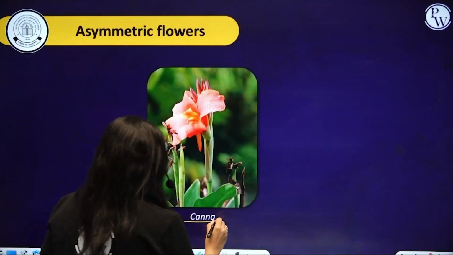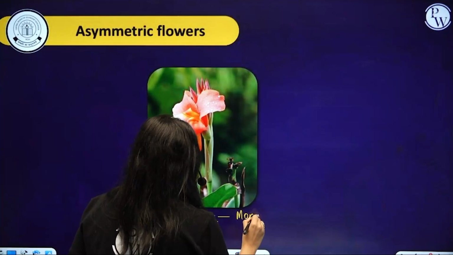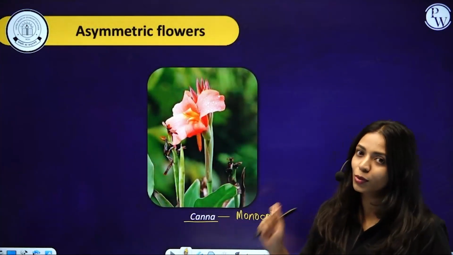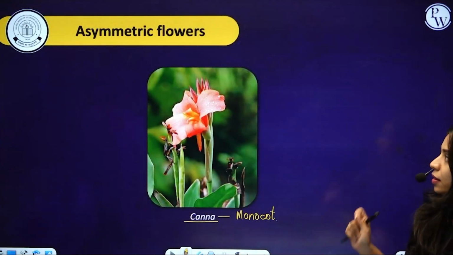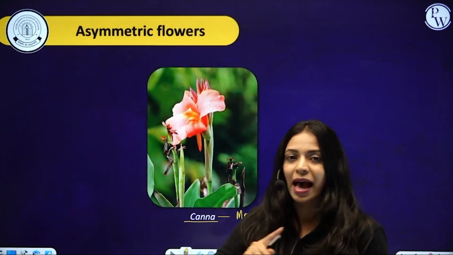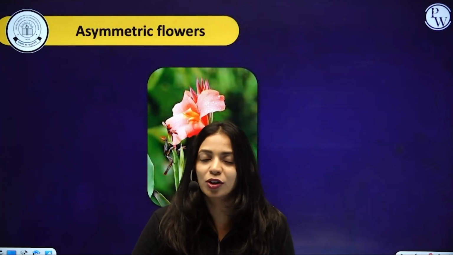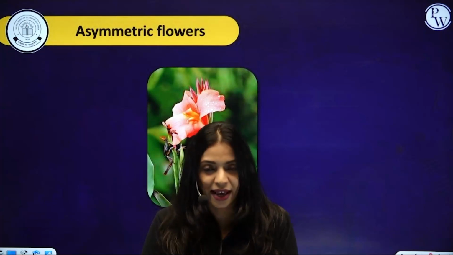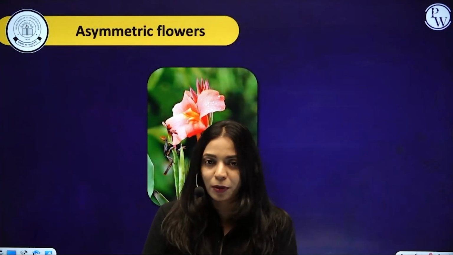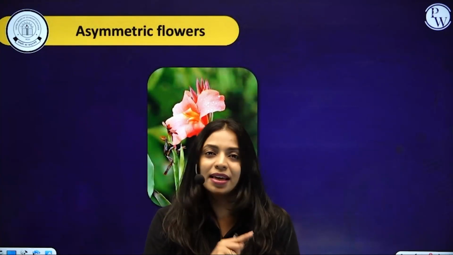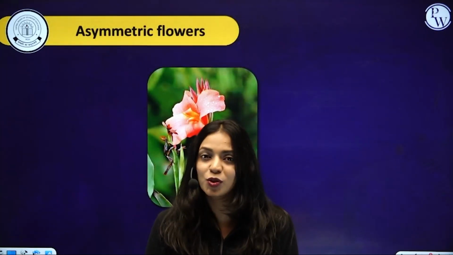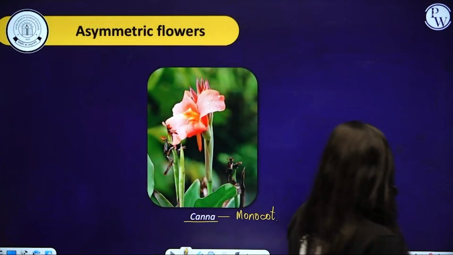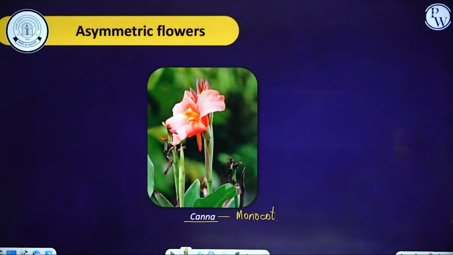Example for that is canna. Canna is a monocot plant. Its flowers are asymmetric. That means in any plane you cut it, you will not get two equal halves. Is that clear? Based on symmetry, we have three types of flowers: actinomorphic, zygomorphic, asymmetric. Actinomorphic, in any plane that passes through the center, you get two equal halves. Zygomorphic, only through one vertical plane passing through the center, you get two equal halves. Asymmetric, cut it through any plane that passes through the center, there's no way we can get two equal halves. So such flowers are said to be asymmetric. Example I've already given for all the three.